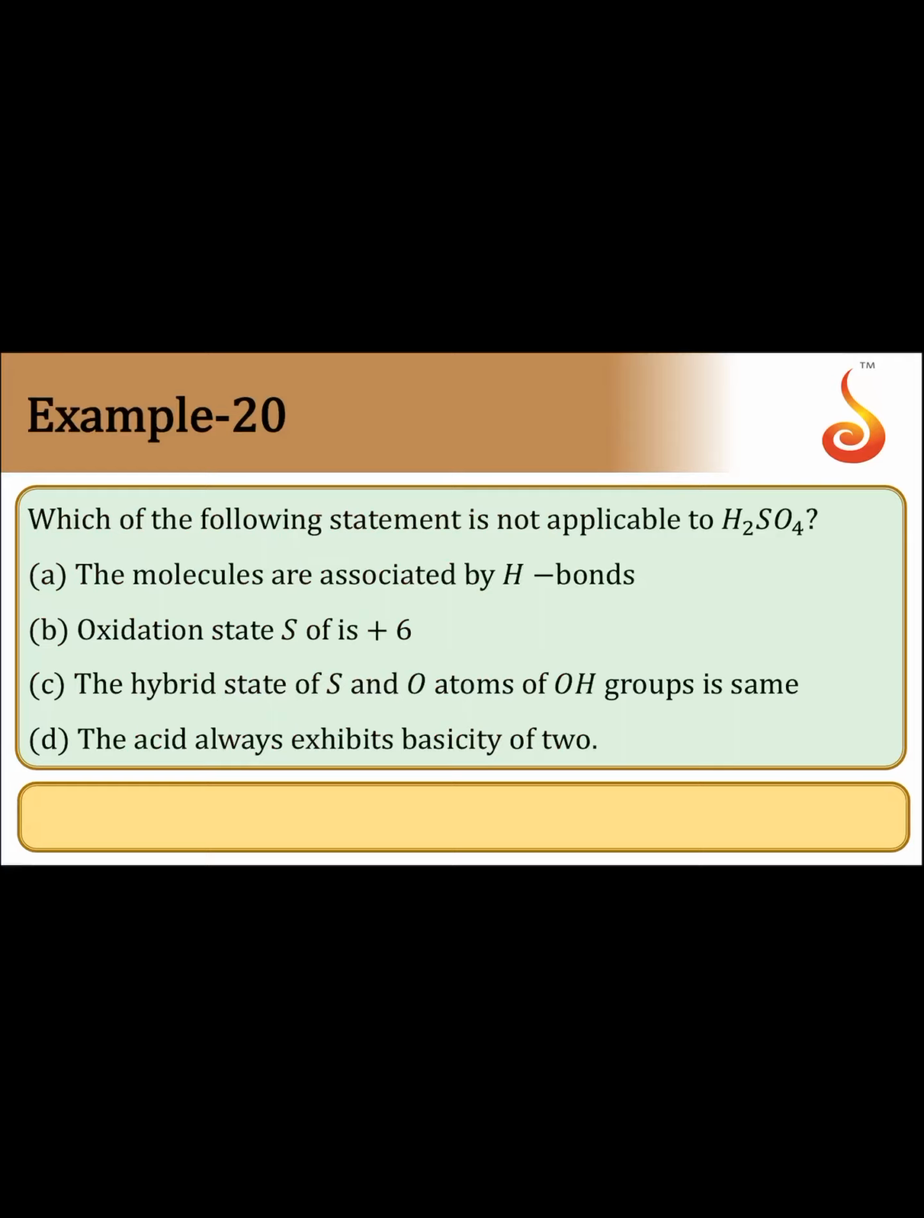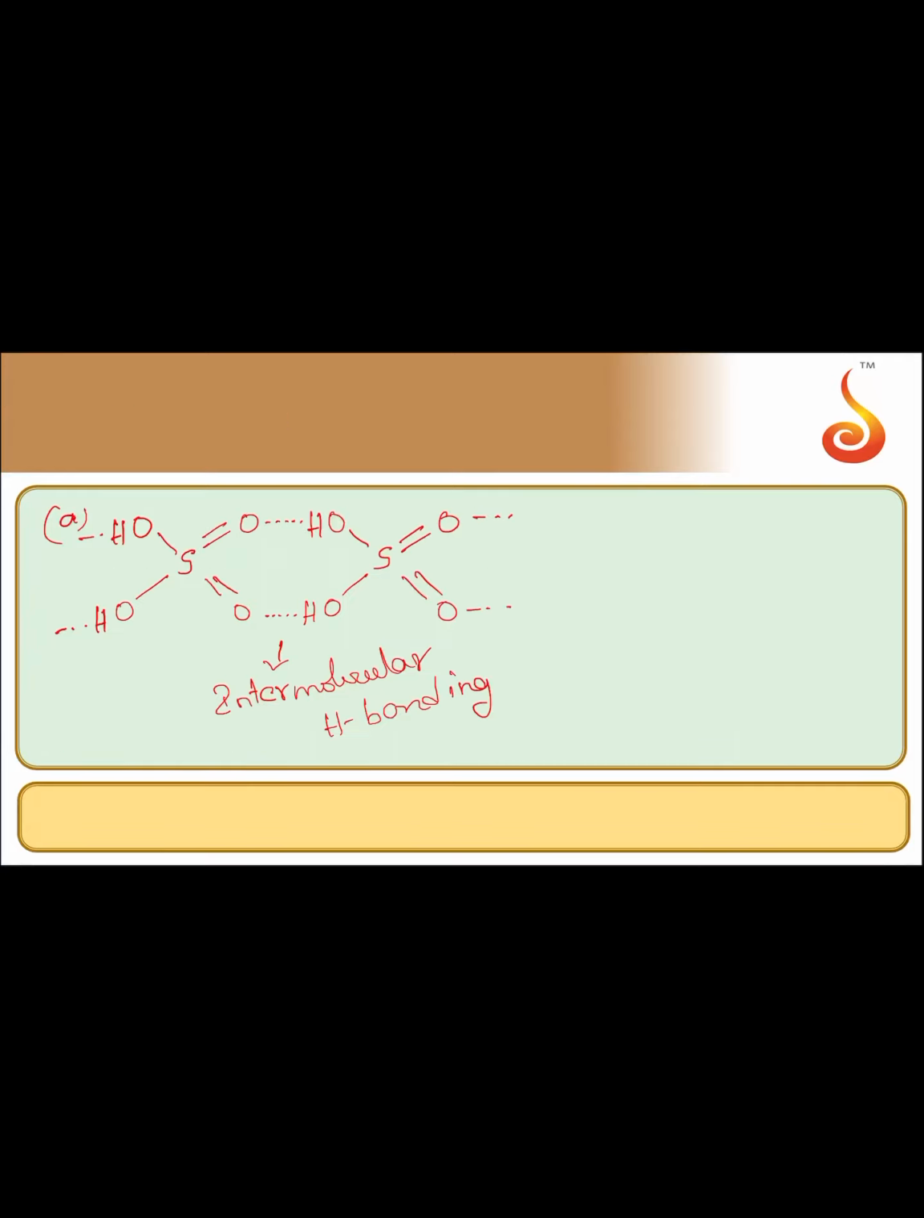Okay. Next, option B, the oxidation state of the sulfur is +6. In H2SO4, the sulfur oxidation state is +6. If we calculate the oxidation state of the sulfur in H2SO4, the oxidation state is +6. So option B is correct.